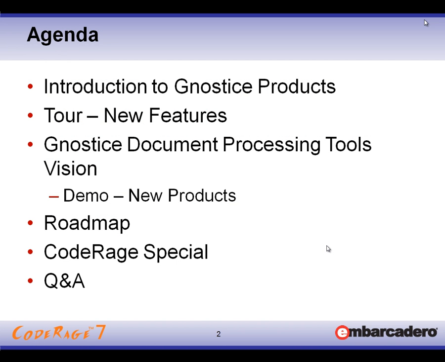To get everybody on the same page, we'll start with a quick introduction to the products, and then we will go into the demos of the new features we have added to existing products. After that, we'll come back a bit and look at the big picture on the vision for electronic document processing that Gnostice has. While we do that, we'll see demos of products that we have already realized of this vision, and these demos will be in Delphi Prism, while the demos in the first part of the presentation will be in Delphi. We'll then close with information on our roadmap and some CodeRage special offers and Q&A.